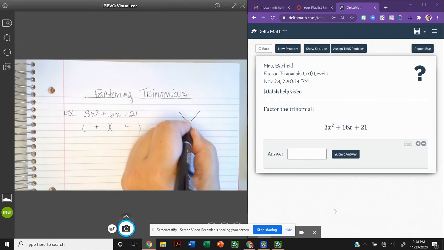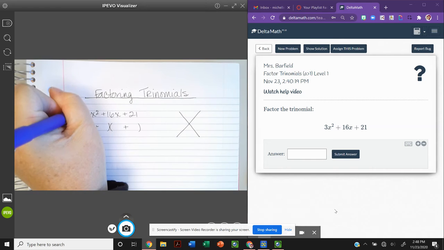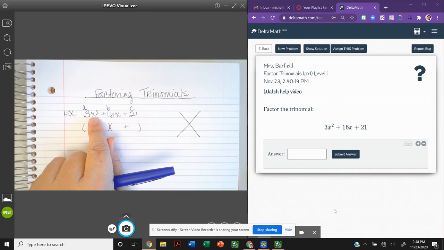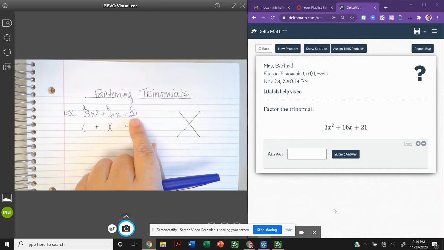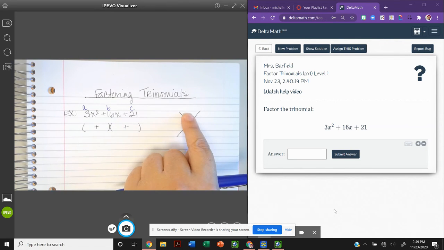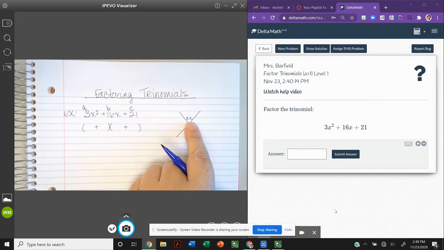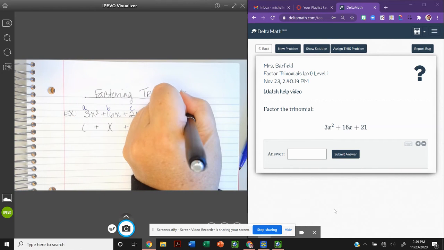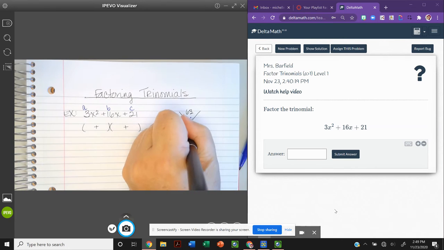So, you are going to use an X puzzle. That's why that X puzzle was so important from the beginning. Okay. You're going to say, okay, this is A, this is B, this is C. Notice A is always in front of X squared. The value for B will always be in front of X, and C should be a number on its own. Okay. In the top of the X puzzle, you're going to put the multiplication problem A times C. And then the bottom of the X puzzle, you're going to put B. Okay. All right. So 3 times 21, that's 63. And then B, you're going to put 16.